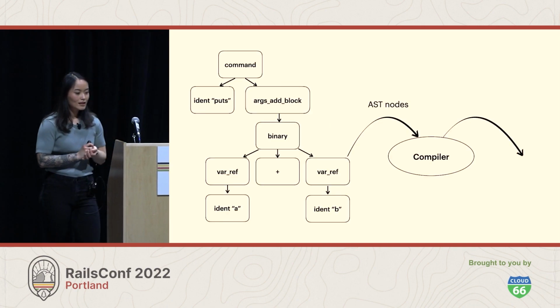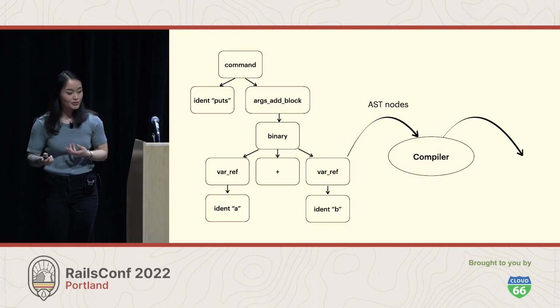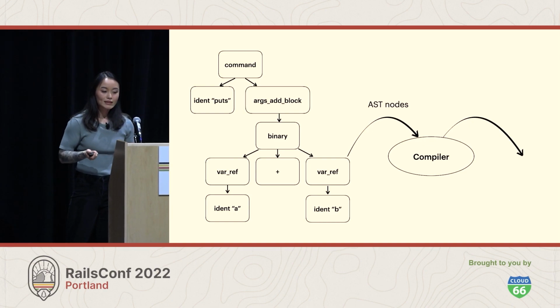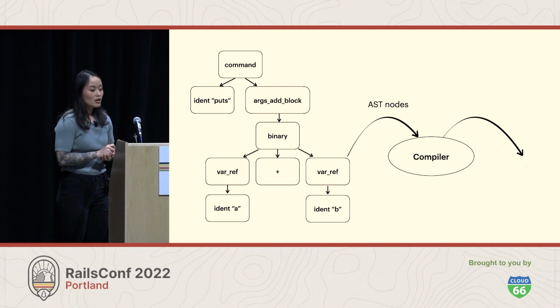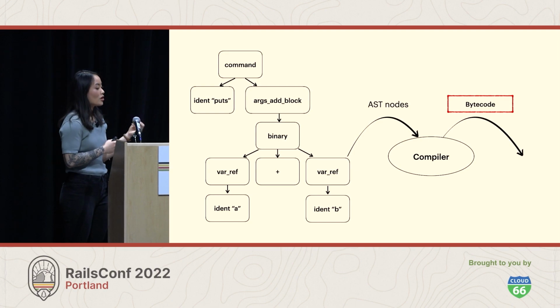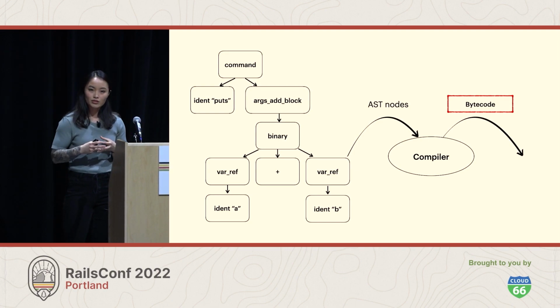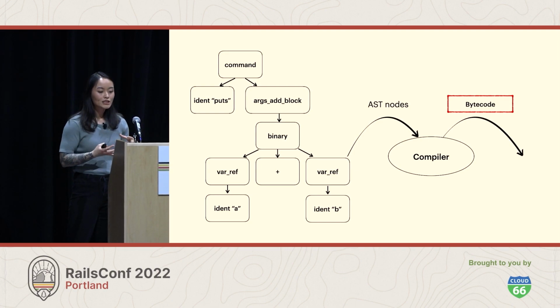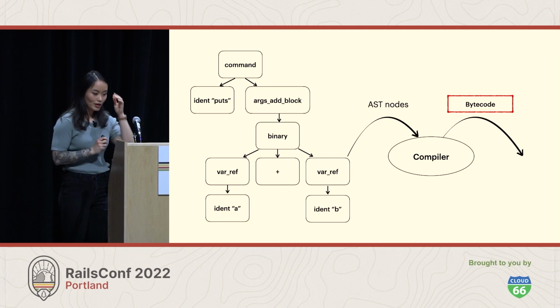So the input to a compiler is AST nodes, and the output is something we call bytecode. Bytecode is low-level code that isn't native machine code, so not binary, but it's still easier for the computer to execute compared to higher-level code. We're going to take a look at bytecode in just a second.